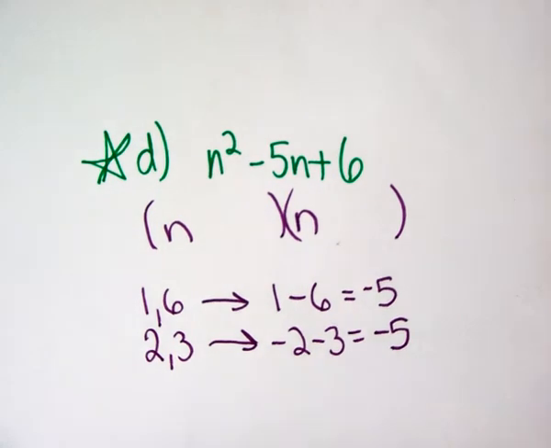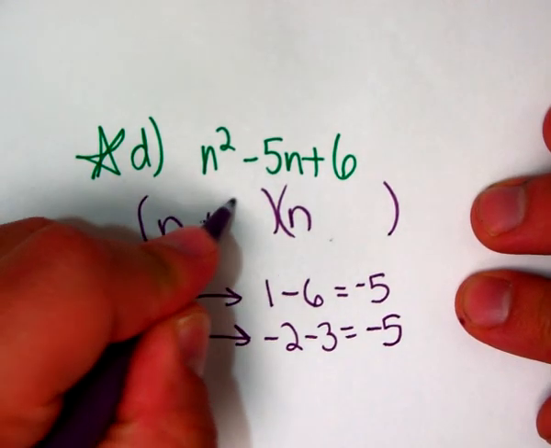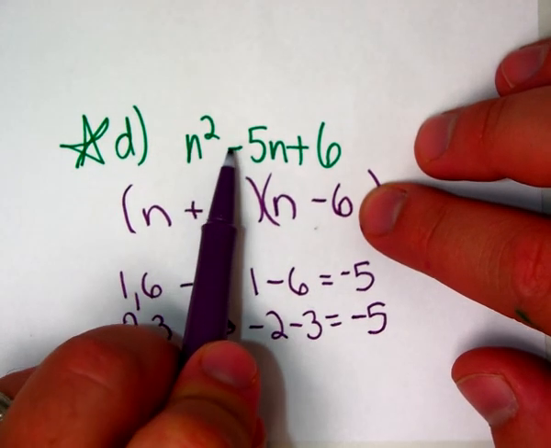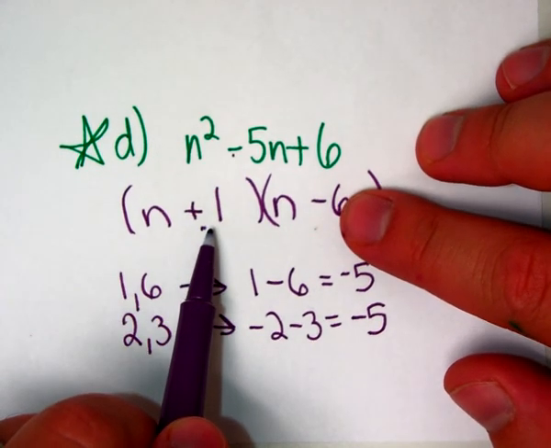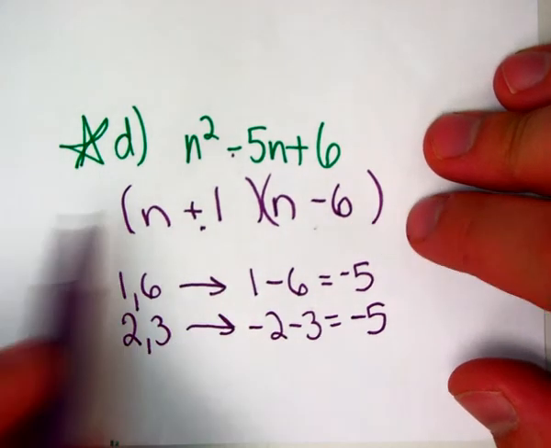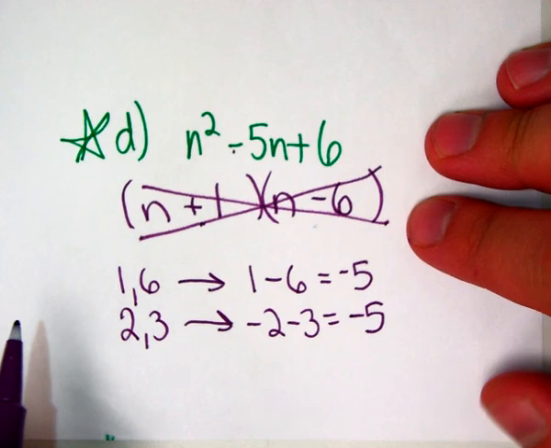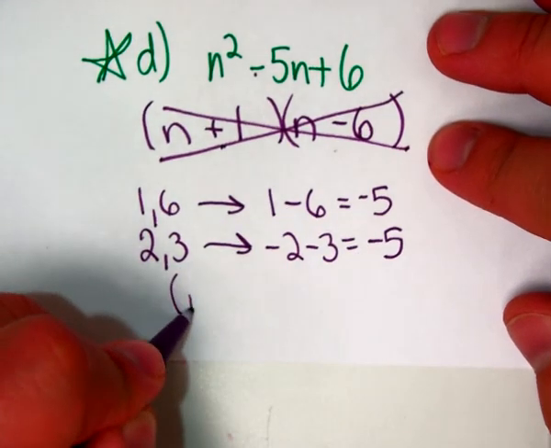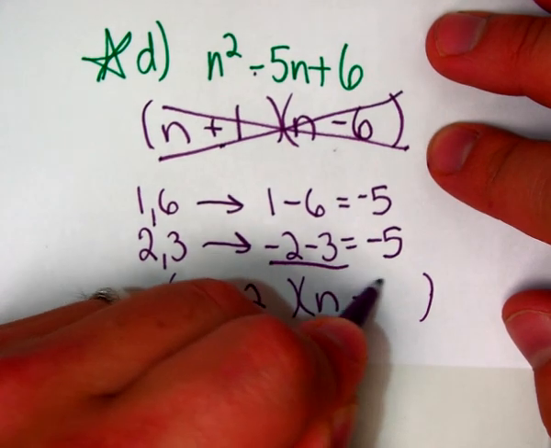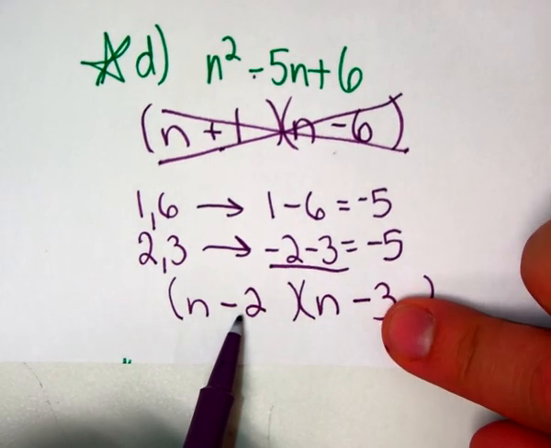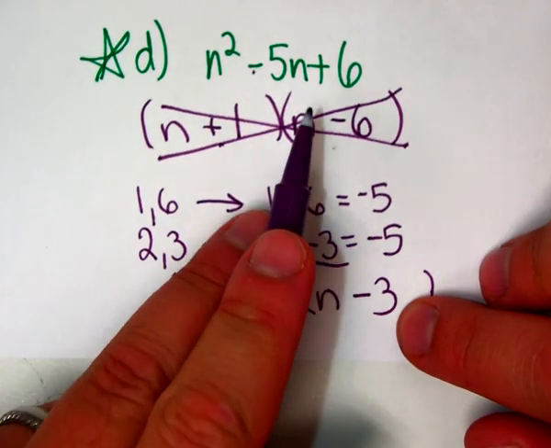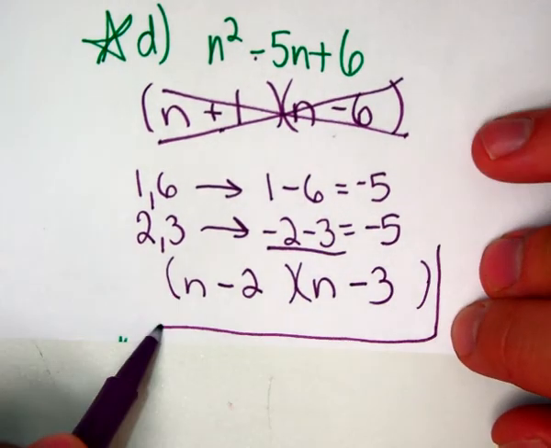And here's why. Let's say I was to put in a 1 minus 6 here, and I go through and double check it. 1 minus 6 equals negative 5. But what about 1 times negative 6? Does that equal a positive 6? It doesn't. So 1 minus 6 is not the right answer to use for this. What if we try the other direction, though? What if we said n minus 2 and n minus 3? Negative 2 minus 3 does equal negative 5. And negative 2 times negative 3 equals a positive 6. So this is the correct answer.